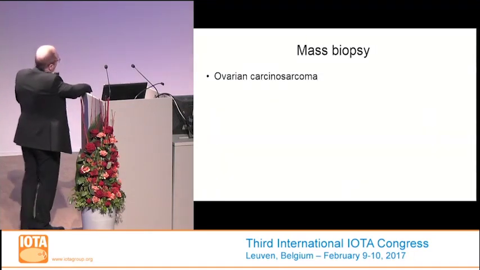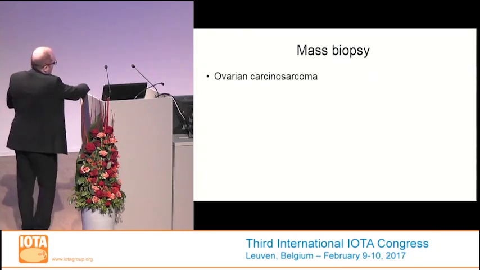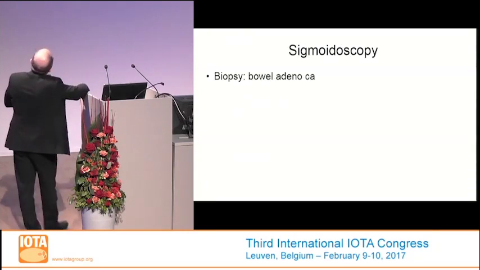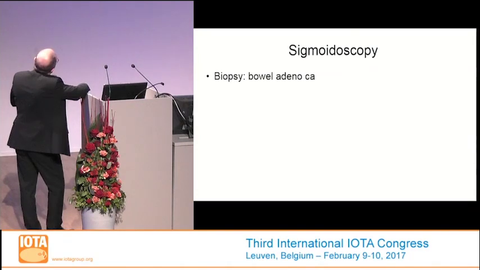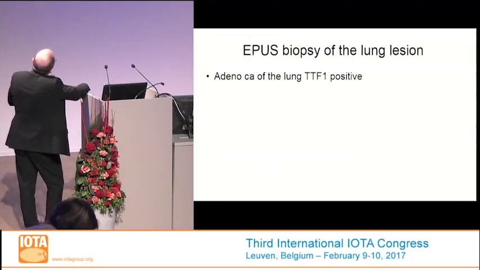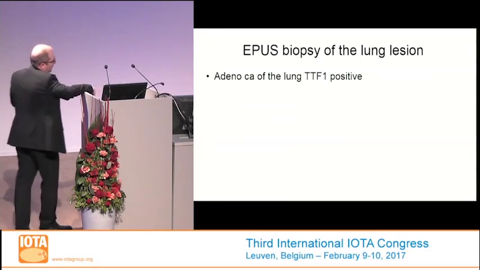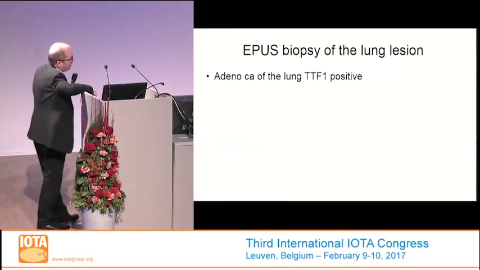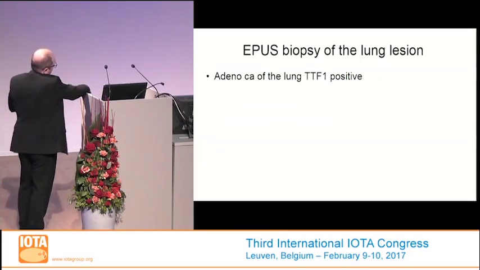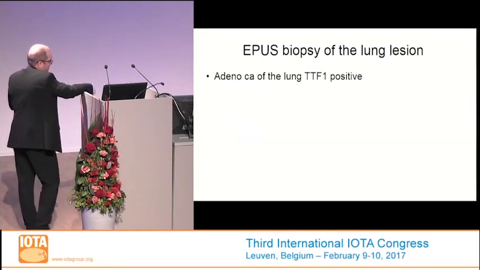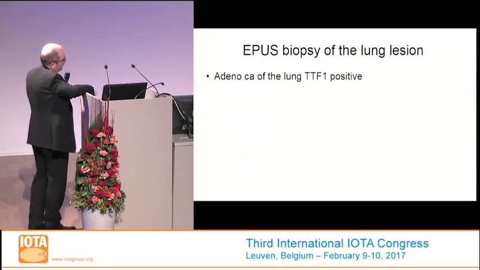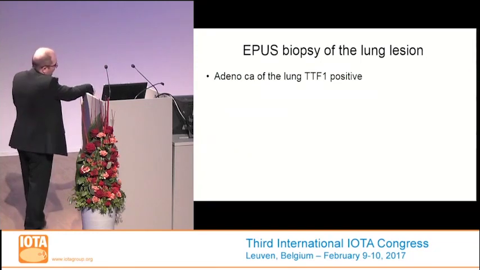So the biopsy from the mass was a carcinosarcoma, ovarian. The biopsy from the sigmoid was a bowel adenocarcinoma. The biopsy from the EBUS, lung lesion, was an adenocarcinoma of the lung with TTF1 positive. That means a non-small cell lung cancer. So we decided this lady has got three primaries: a lung cancer, sigmoid cancer, and an ovarian cancer.